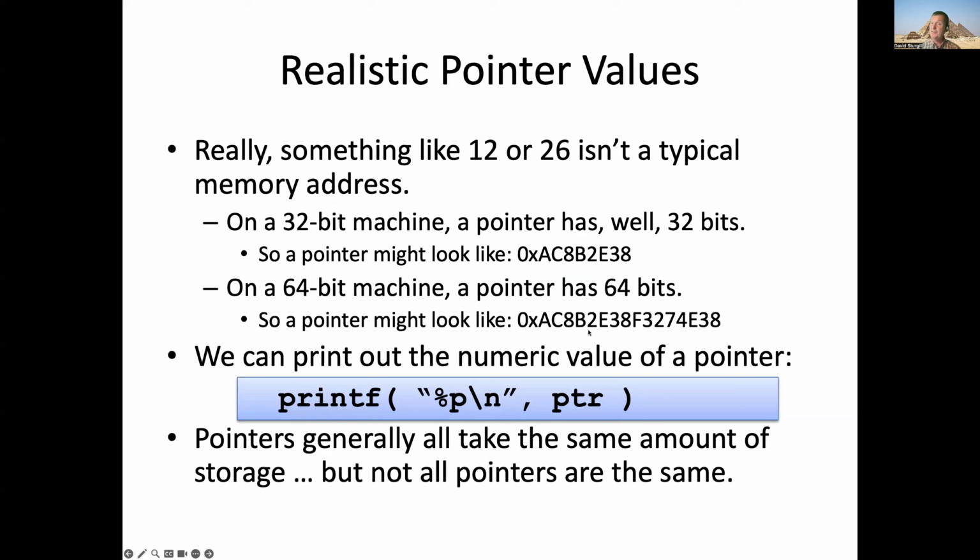Again, knowing the particular numeric value of a pointer is not usually that useful, but you can tell some things just looking at a pointer. You can probably guess whether that's in the stack part of your machine or is that a global variable. There's some other things you can tell like that.